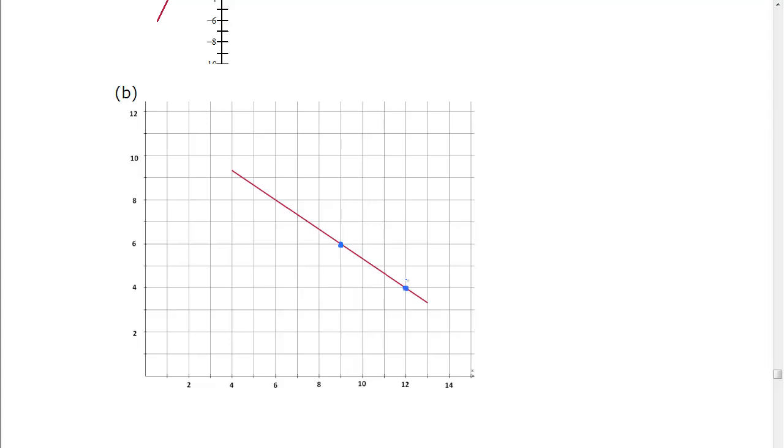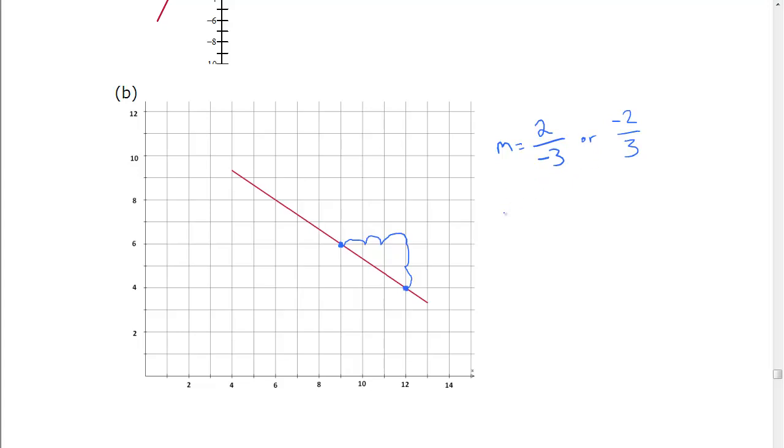So again, we'll count. Maybe we'll start with the low point, and we say, okay, we're going to go up 1, 2, and left 1, 2, 3. So slope, up 2, that's positive. Left 3 means -3. So our slope is 2 over -3, or -2 over 3, because it doesn't matter where the negative is, top or bottom.